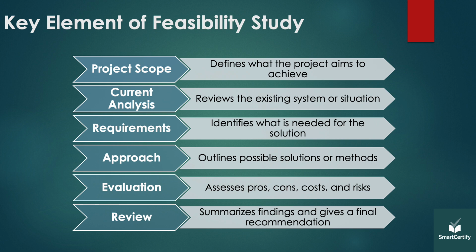Fifth element is evaluation. This is where we estimate costs, including people, vendors, tools, and materials, and compare them against expected benefits. This section often includes ROI calculations or a cost-benefit analysis to help decision makers see the value of the investment. And final one is review.